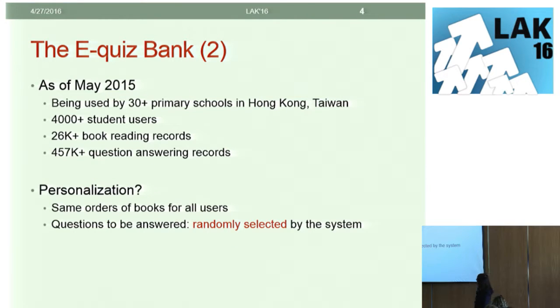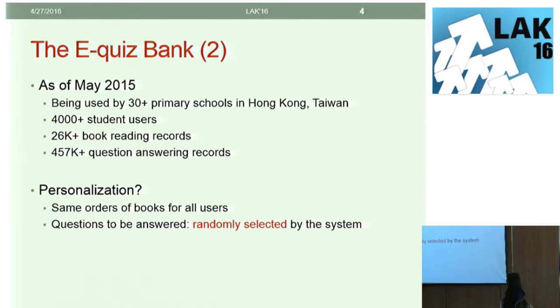As of last May, this system has been used by more than 30 primary schools in Hong Kong and Taiwan, with more than 4,000 student users. And for that, we accumulate a lot of system records, like their book reading records and question answering records. So, well, you can see this system is being used very well, and our user base is still expanding.